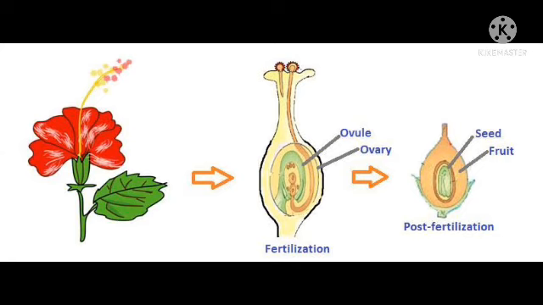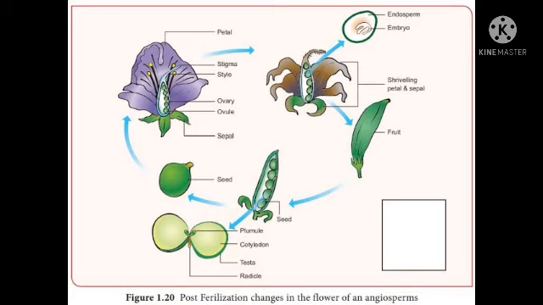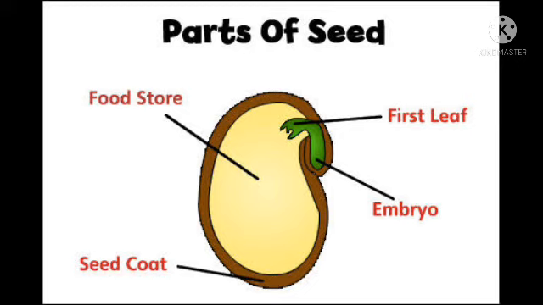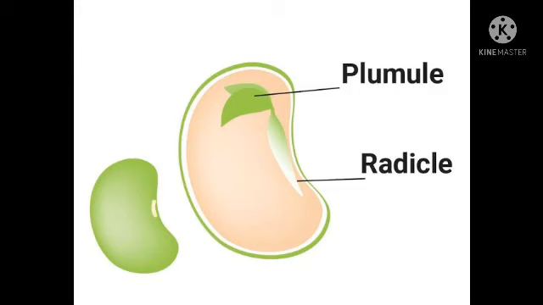The advantage of the seed is that it protects the future plant, that is the embryo. The seed has two parts, cotyledons and embryo. Cotyledons store food for the future plant. The embryo has two parts, plumule and radicle. Plumule develops into the shoot and radicle develops into the root. The process of development of a seedling from the embryo under appropriate conditions is known as germination.